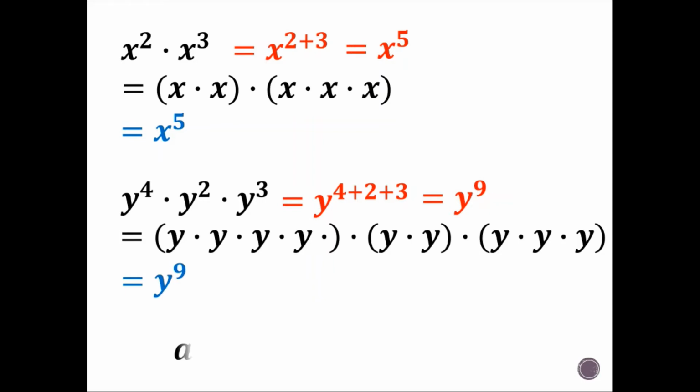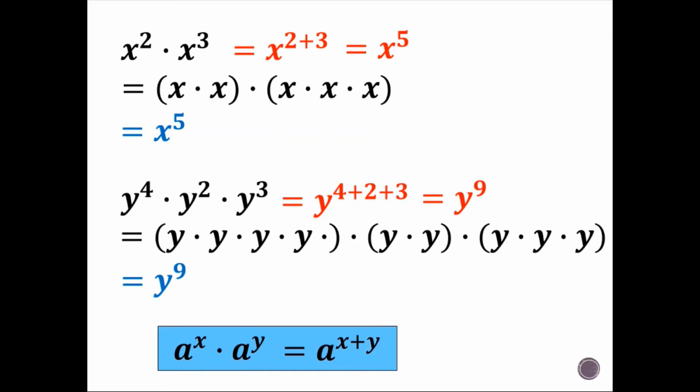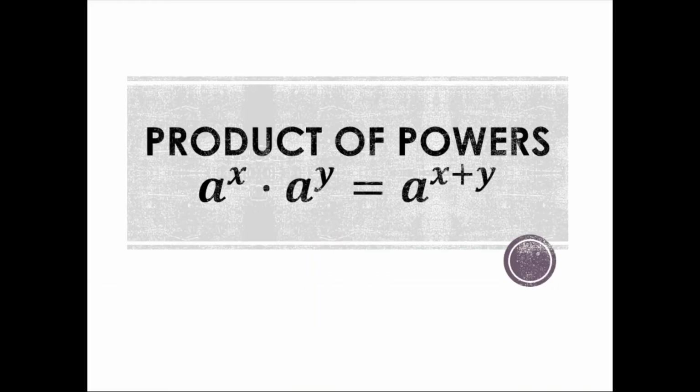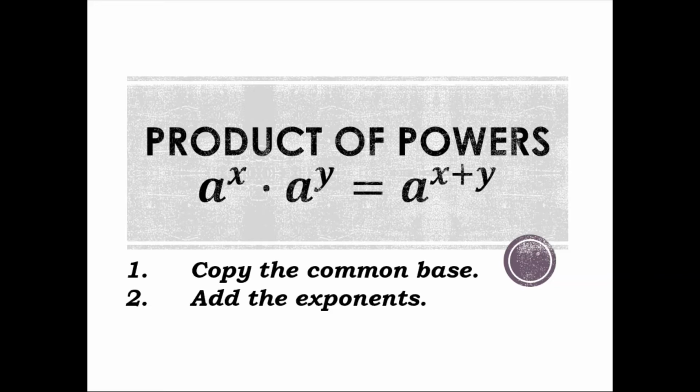So if I have a raised to x times a raised to y, to simplify it without expanding, you will have a raised to x plus y. This law of exponent is called the product of powers. Product of powers states that if you are to multiply two powers having the same bases, copy the common base and add the exponents.